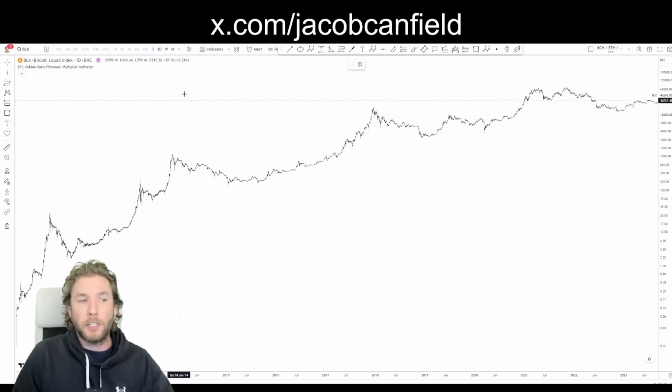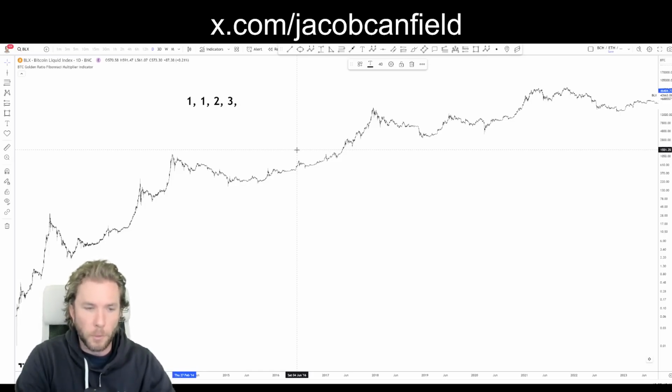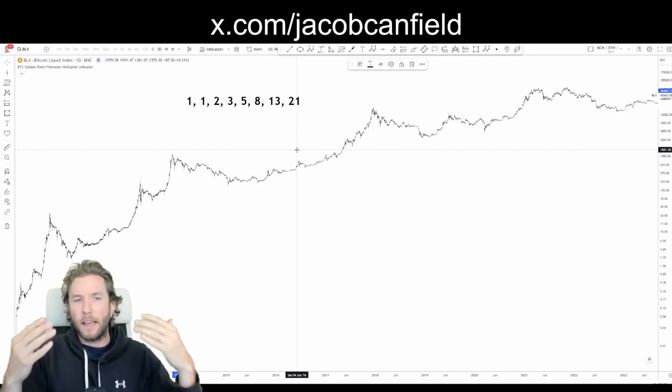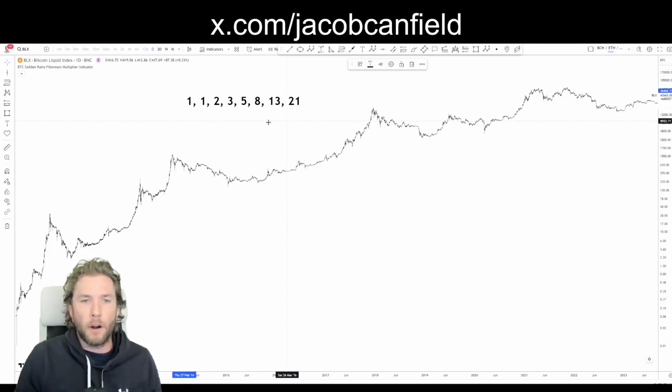Now, if you don't know what the Fibonacci ratio is, basically it's a pattern sequence where you take the first number and add it to the last number of the sequence. So it looks something like this: 1, 1, because 1 plus 0 is 1, and then 1 plus 1 is 2, 2 plus 1 is 3, 3 plus 2 is 5, 5 plus 3 is 8, 8 plus 5 is 13, 13 plus 8 is 21, and so on and so forth. So for this analysis, this is all we're going to be using, specifically for our golden ratio.